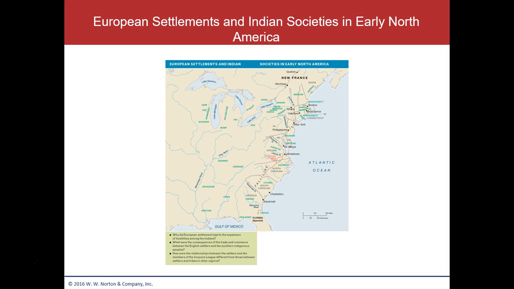This is going to be your European settlements and Indian societies in early North America. And this is very small, so it is kind of hard to see, but you can see in green are all your Indian settlements up in your Great Lakes area and your Eastern Woodland, and these are going to be your Mississippi Valley Indians right there, your Mississippi Indians.